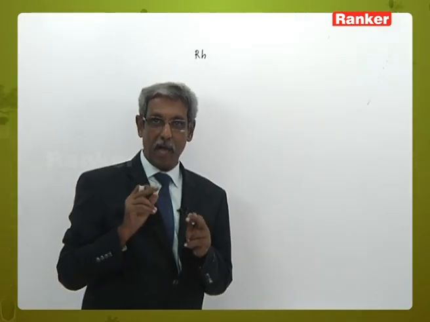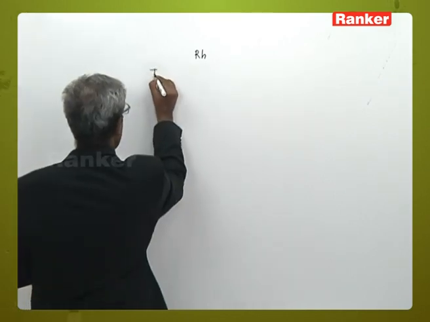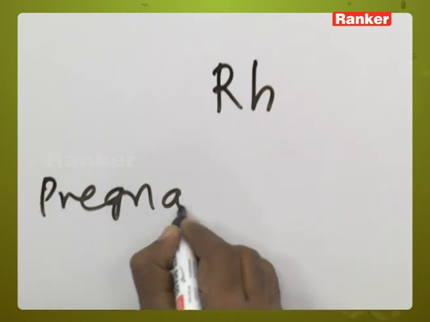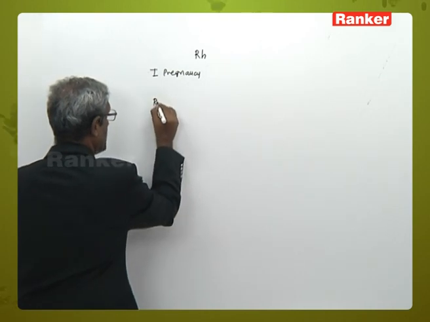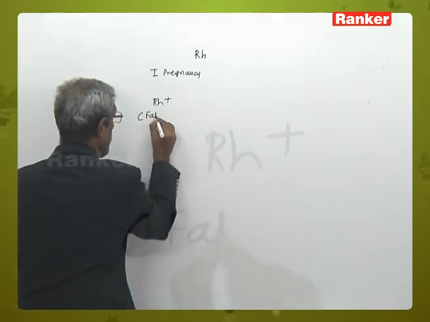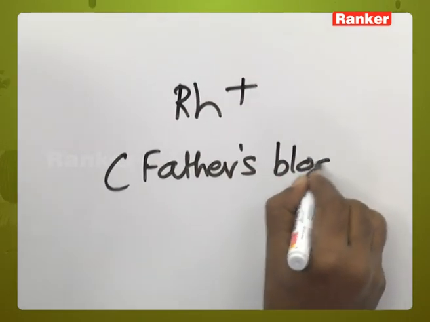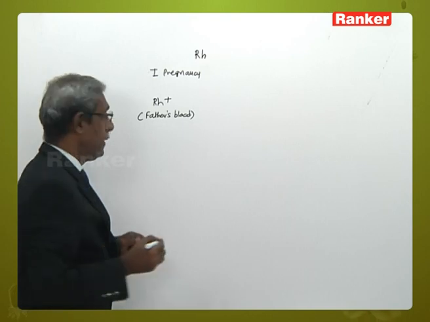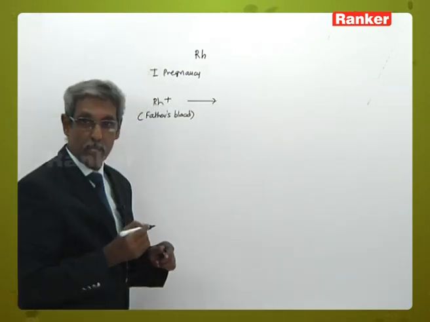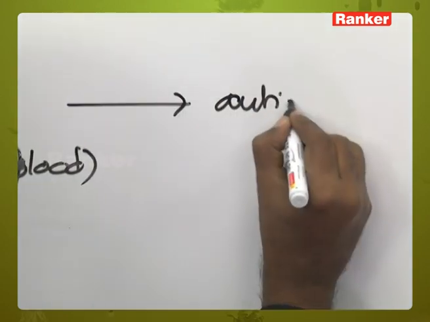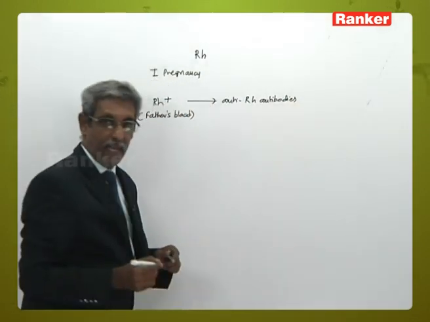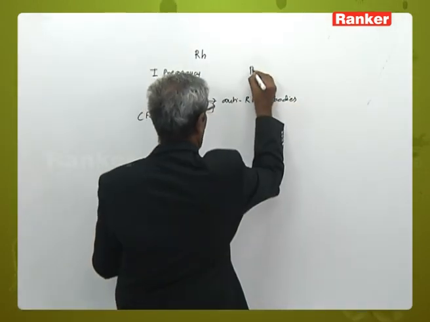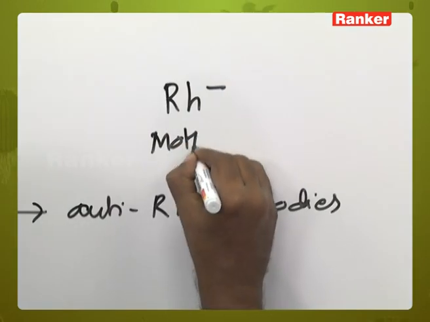We would now be looking at two situations. What happens with relation to the Rh factor during the first pregnancy? During the first pregnancy, the father's blood has Rh plus. It stimulates the formation of anti-Rh antibodies, which are present in the Rh minus mother's blood.